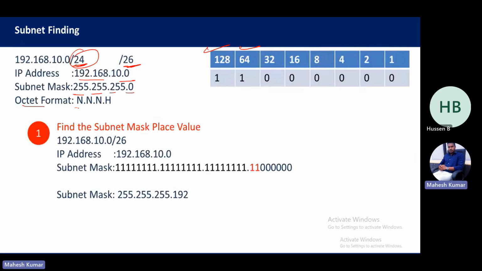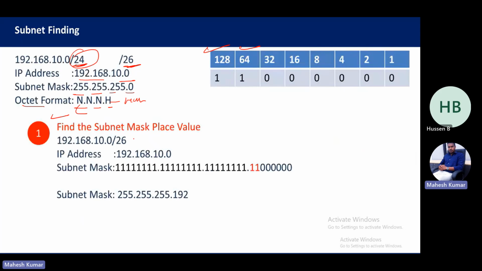The octet format is n.n.n.h, where n represents the network and h represents the host, right? So by default, there are five easy steps where you can do the subnetting. The first step is to find the subnet mask place value.